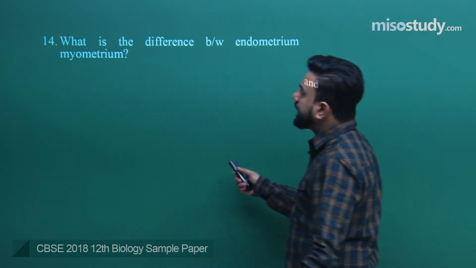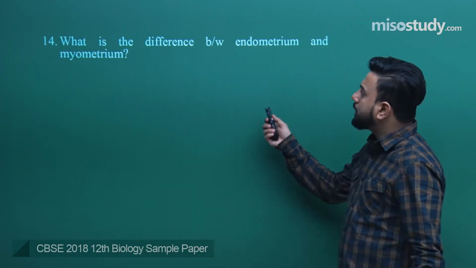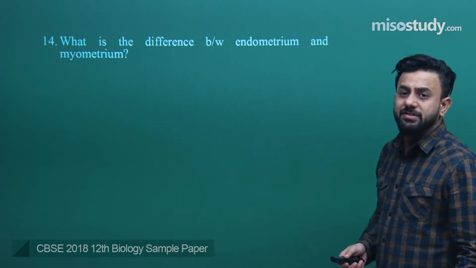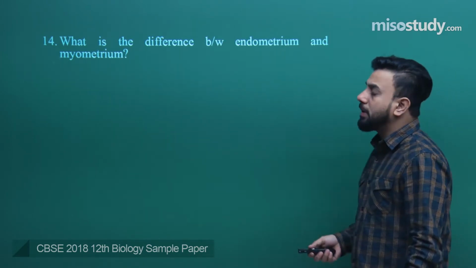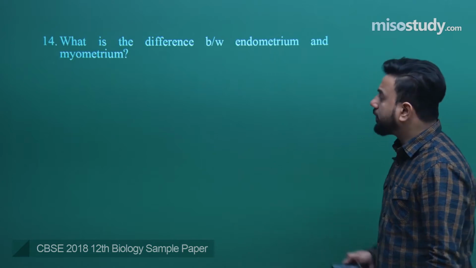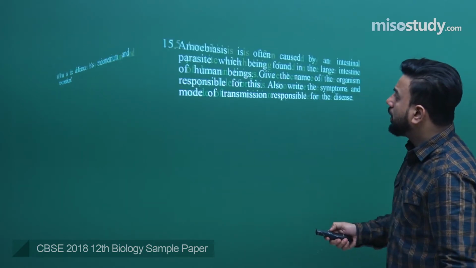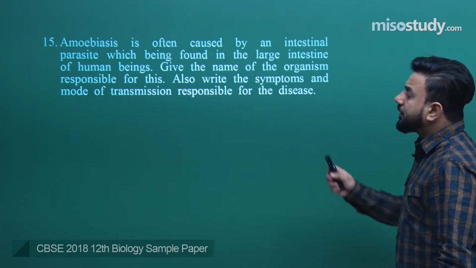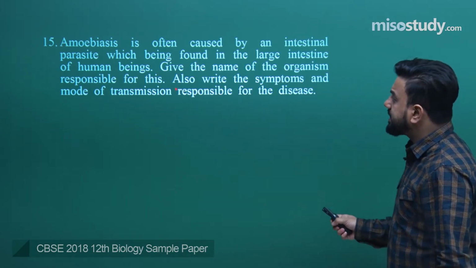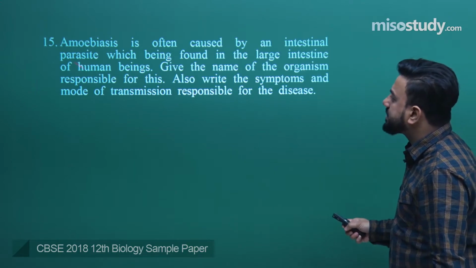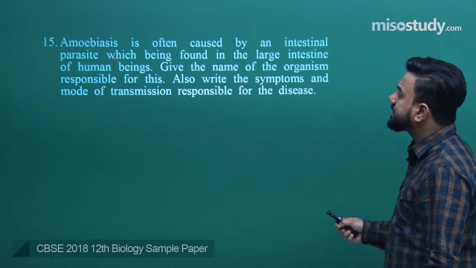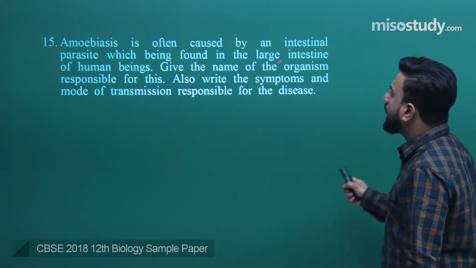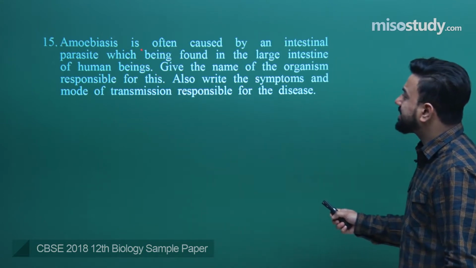Okay, so we were discussing the questions and we have already done the 14th question, that is, what is the difference between an endometrium and a myometrium, and now we'll move on to the next question, amoebiasis. So the 15th question says amoebiasis is often caused by an intestinal parasite, which is found in the large intestine of human beings.